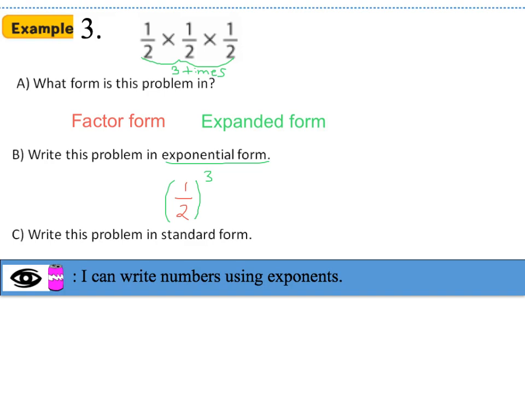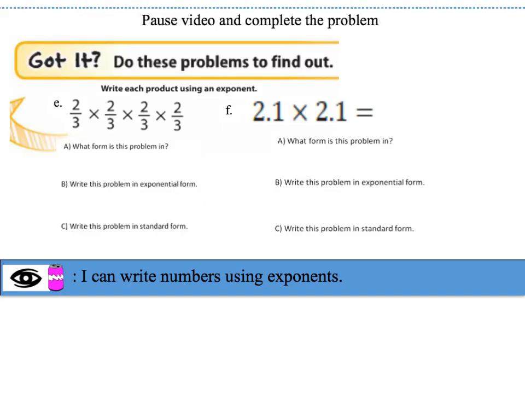So for standard form, if I multiply all 3 fractions, 1/2 times 1/2 times 1/2, I would get 1/8. And 1/8 would be standard form. So pause the video, complete these got it problems, and we'll discuss the answers in class tomorrow. Notice we've got 2 got it problems on this page. We've got it problem E and got it problem F.